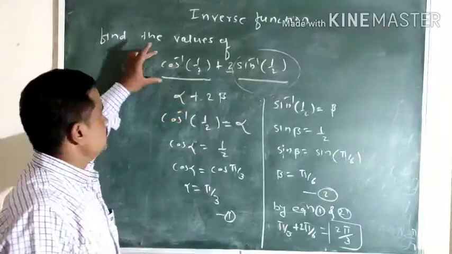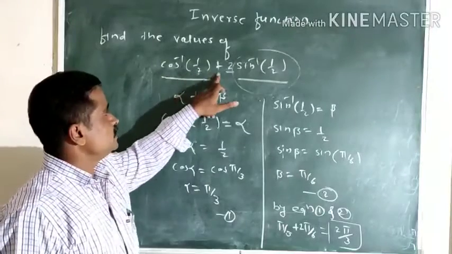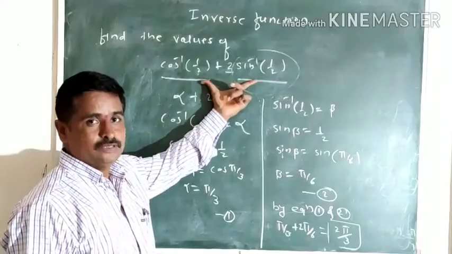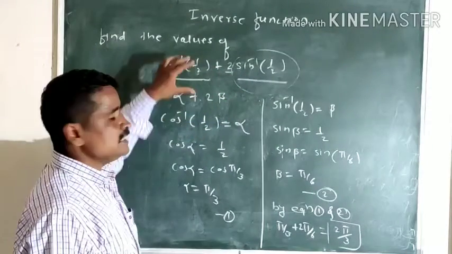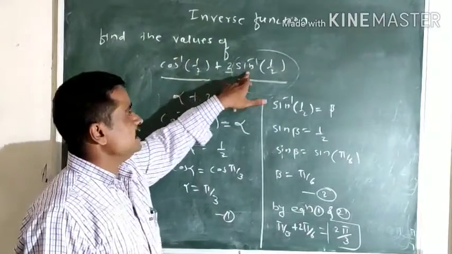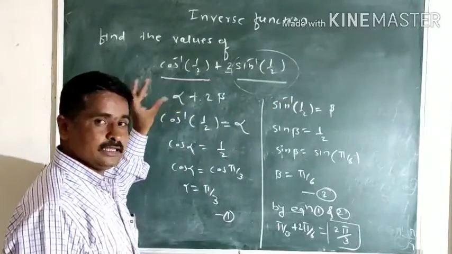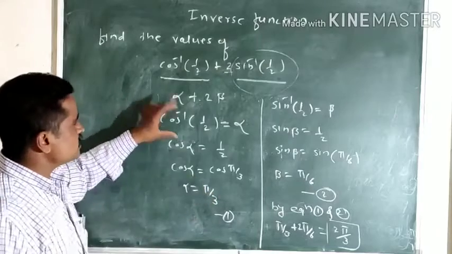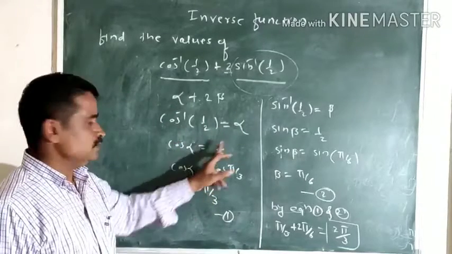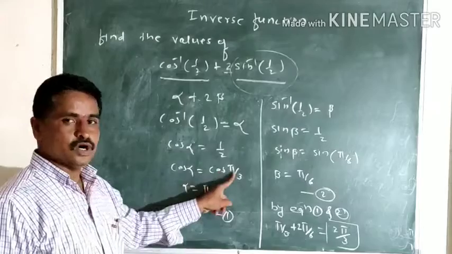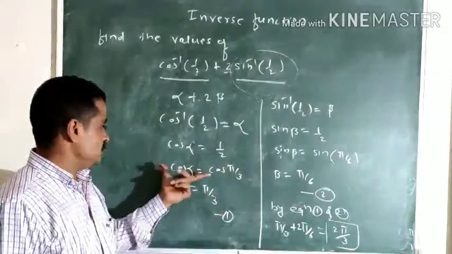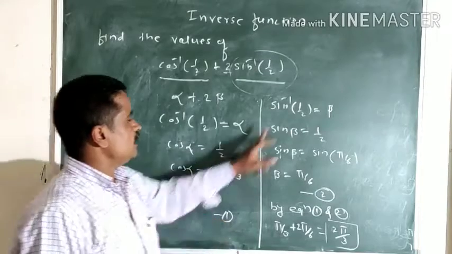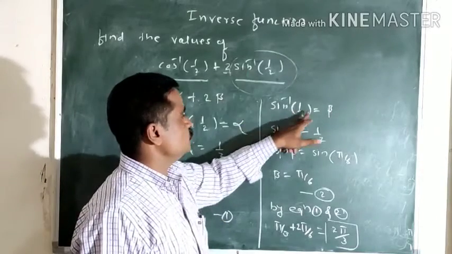Now the second example is cos inverse of half plus 2 into sin inverse of half. We have to calculate the summation of these two inverse expressions. Consider cos inverse of half equals alpha, that means cos alpha equals half, which equals cos pi by 3. By equating, we get alpha equals pi by 3. That is equation number 1. Again consider sin inverse of half equals beta.